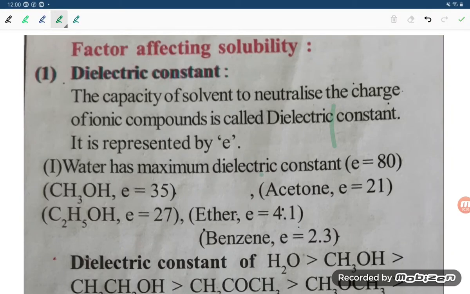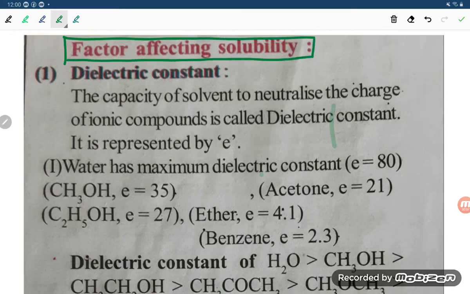Hello, good morning students. Let us see the factors affecting solubility. That is asked by my student.